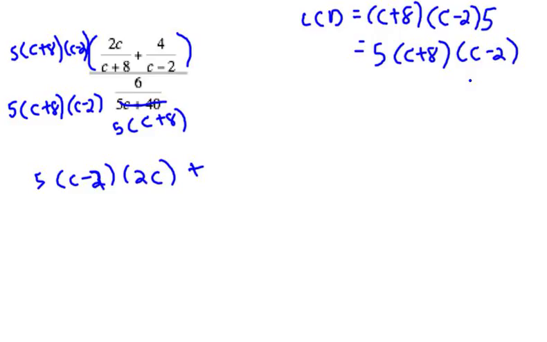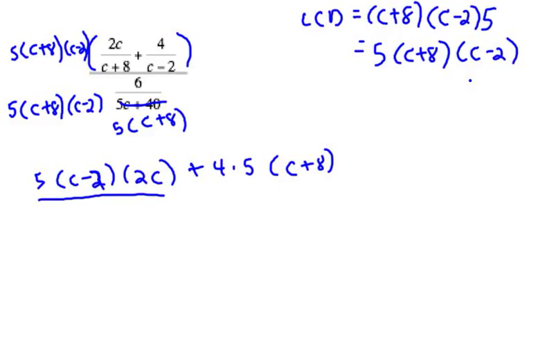plus, I look at this one, the c minus 2's cancel, so I have 4 times 5 times c plus 8. I'm dividing out the factors that are alike. Here it was the c minus 2, so I multiplied 4 by the rest of that. Here it was the c plus 8, so I multiplied 2c by the rest of that.